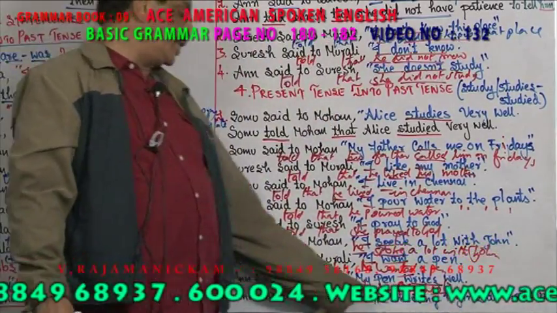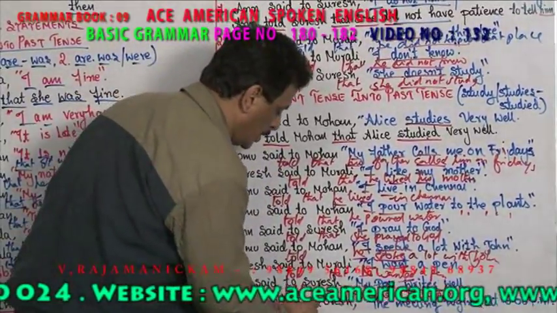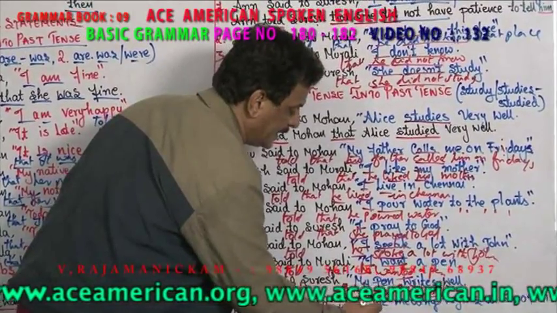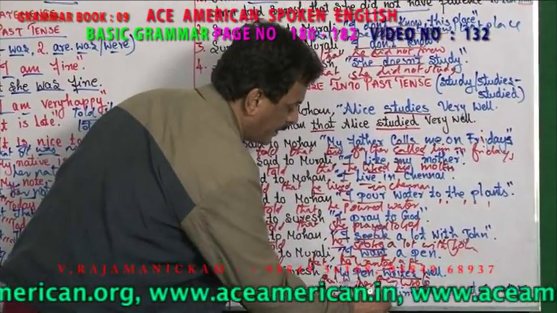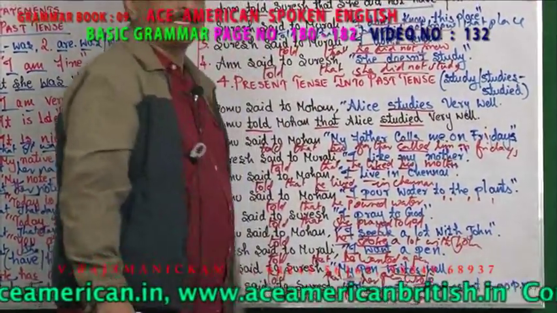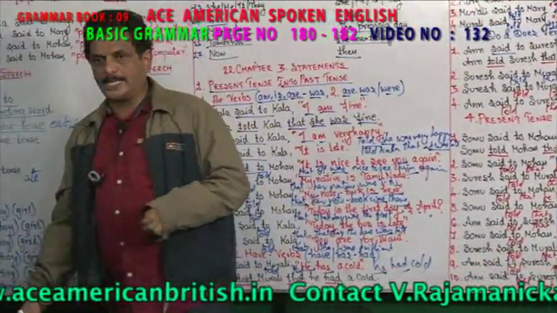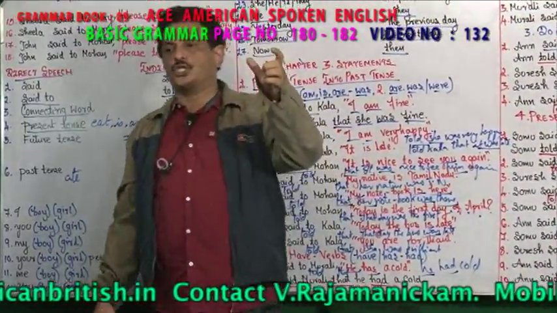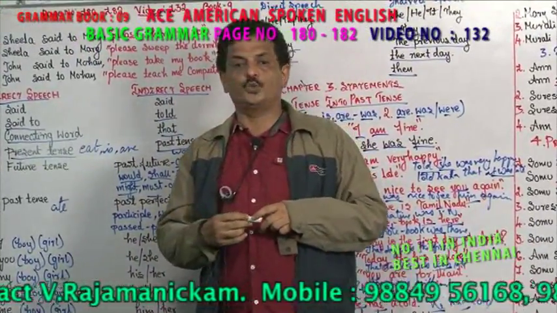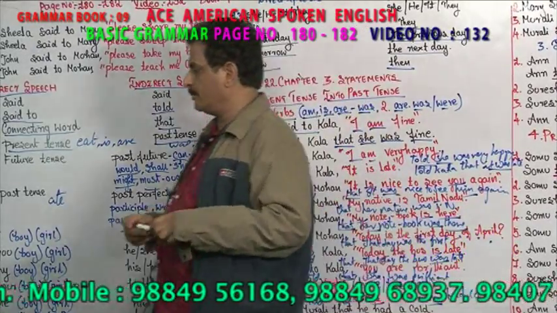Anu said to Suresh, "The meeting begins at 6 p.m." So, Anu told Suresh that the meeting began at 6 p.m. Begins changes into began. Hope you are able to understand, sir. So present tense changes into past tense: has changes into had, have changes into had, am, is, are change into was and were. Hope you are able to understand. Okay, thank you very much.